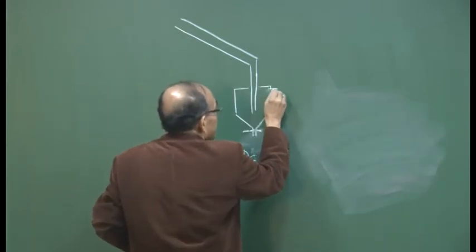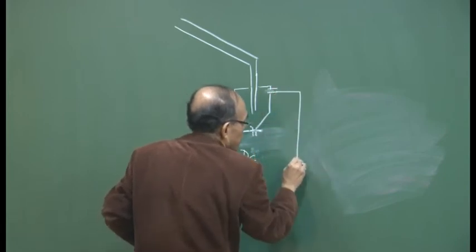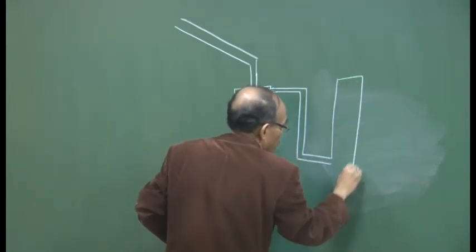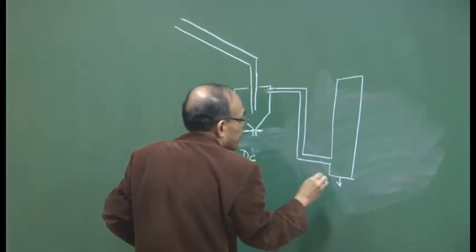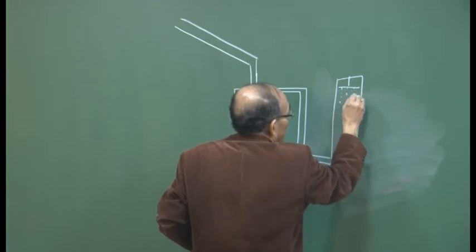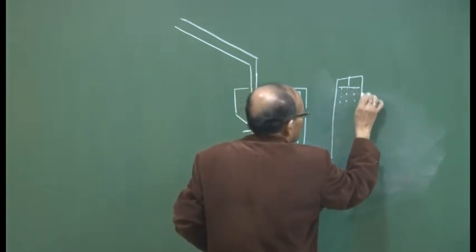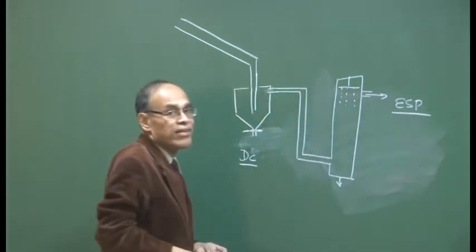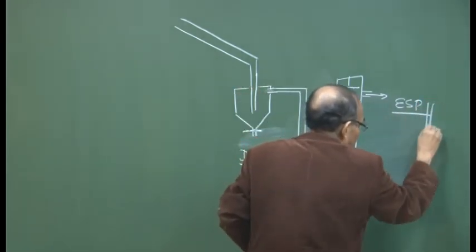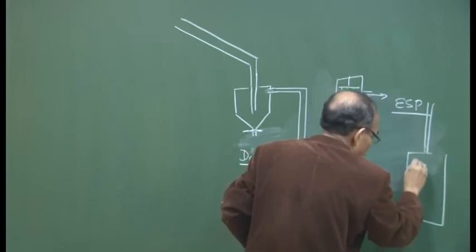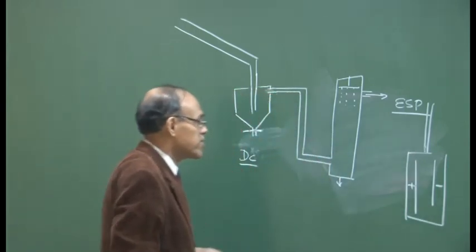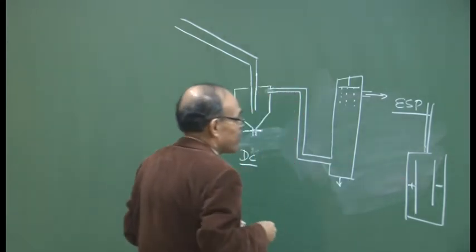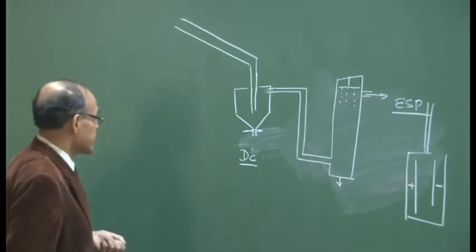And then from the dust catcher it goes like this, and here the gas enters the Venturi, and then you have the scrubber here. Water is sprayed and the gas goes out, and then it goes to the electrostatic precipitator if needed, where the gas flows into the chamber, and you have positively and negatively charged plates, and because of attractive forces the further particles get removed.